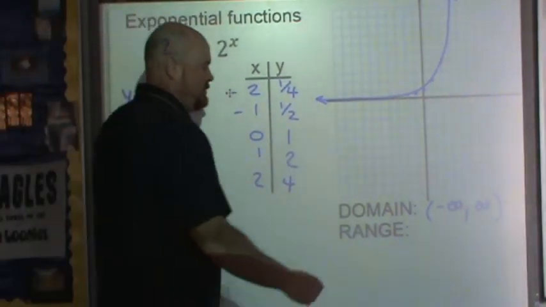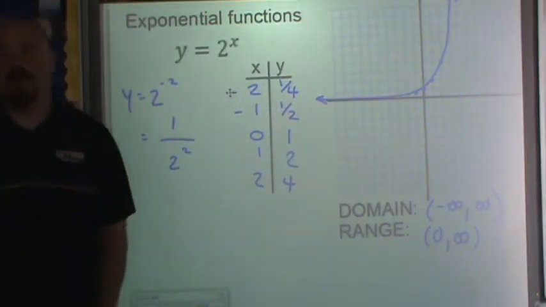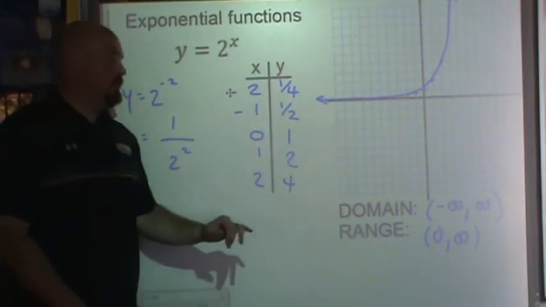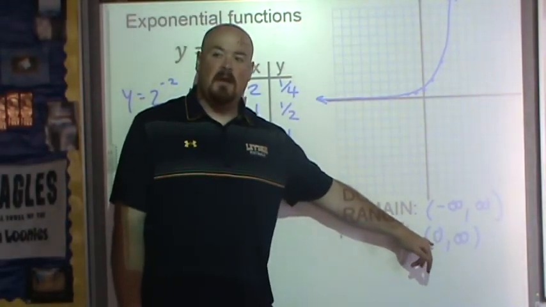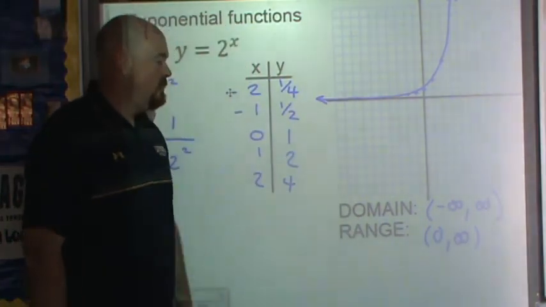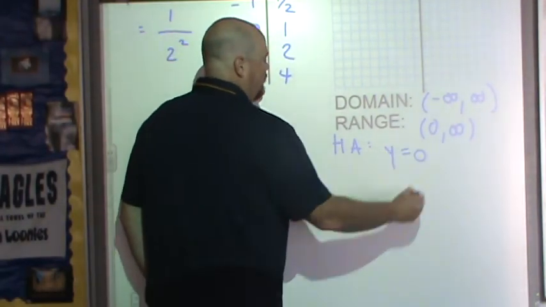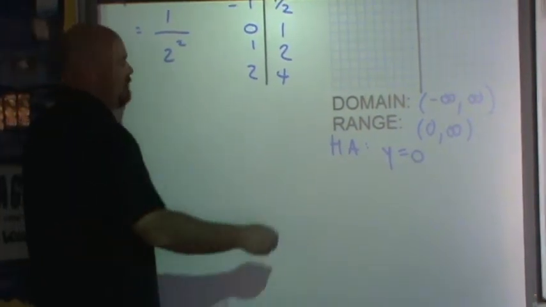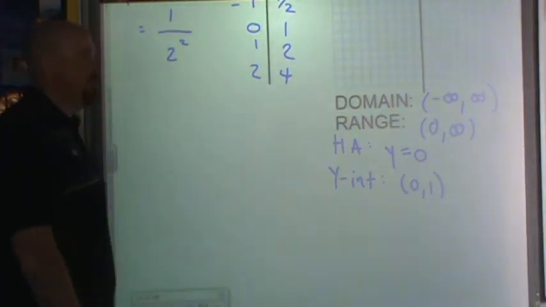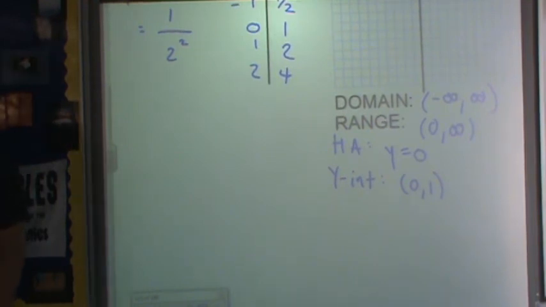The range is, in this case, only positive values of y, from 0 to infinity. Notice the parenthesis with the 0, not a bracket. The bracket is inclusive, which means we could get a value of 0. That's not going to happen, right? We have a horizontal asymptote of y equals 0, and we have a y-intercept at 0, 1. Those are sort of the defining characteristics of exponential functions.